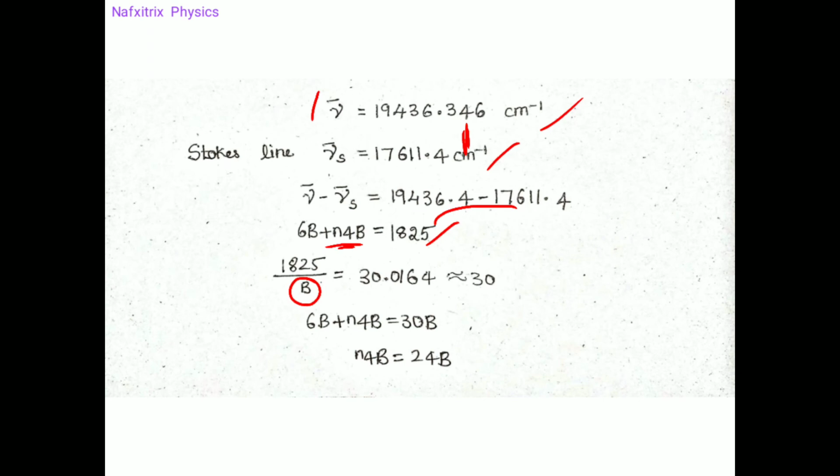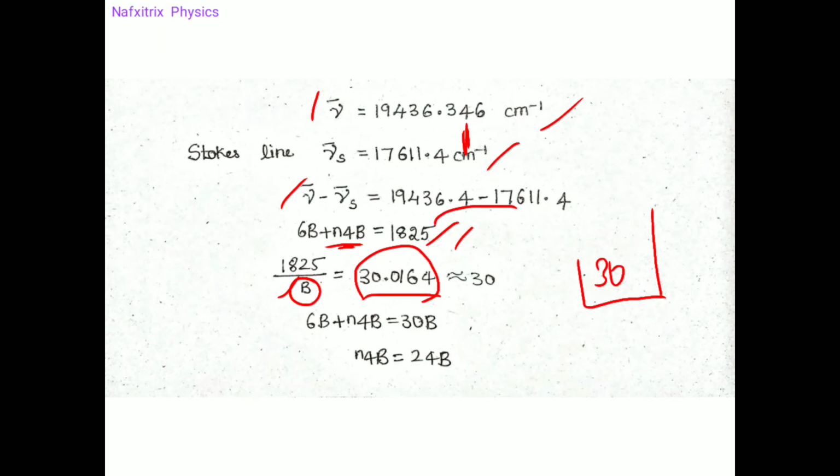So it is nothing but 30, because this is the difference between the Rayleigh line and the Stokes line. How much difference is that? It is 1825. So we are finding the difference in terms of this rotational constant b, hence we are dividing it by b. In doing so, we are getting nearly 30. So the difference between the Rayleigh line and the Stokes line is 30b.